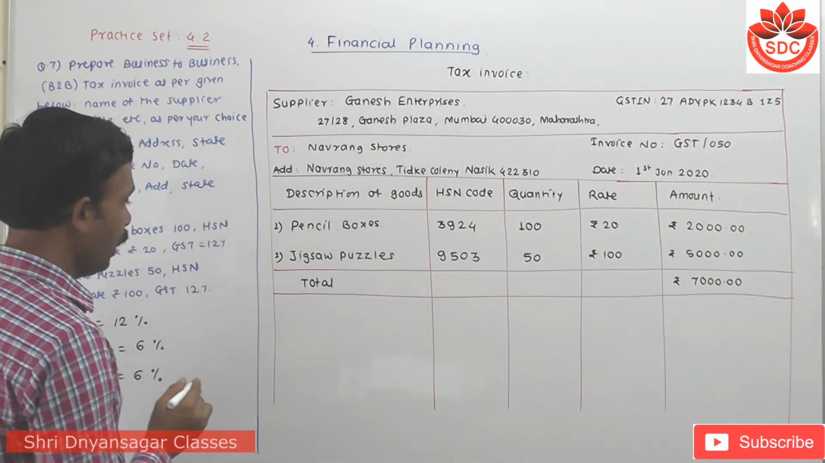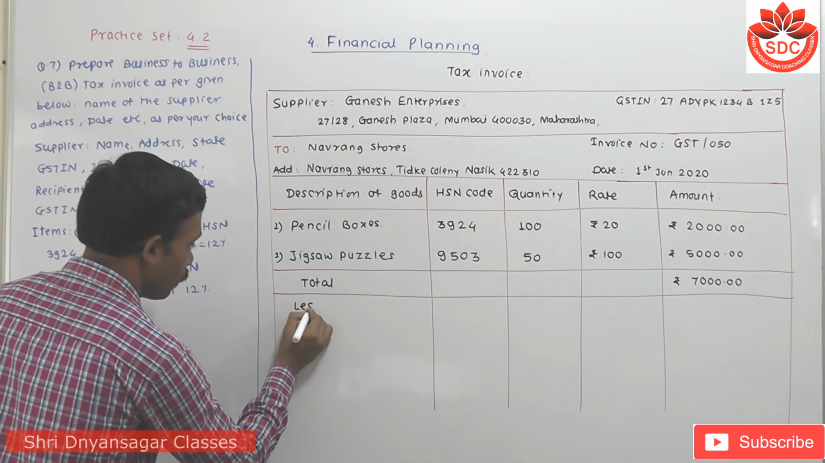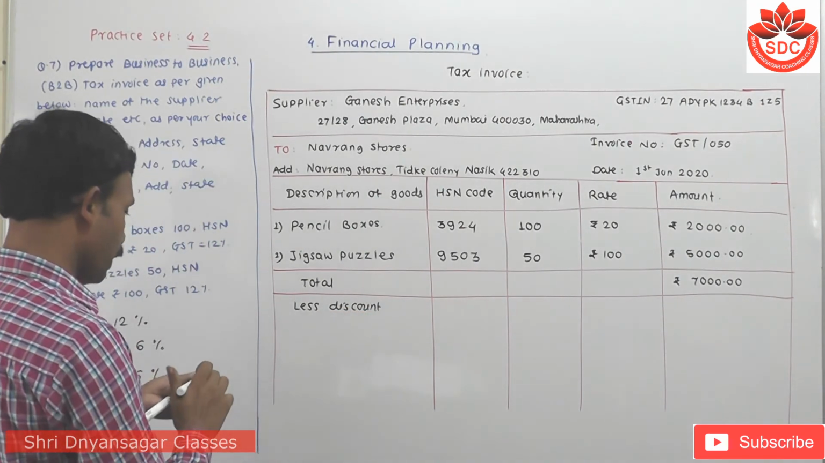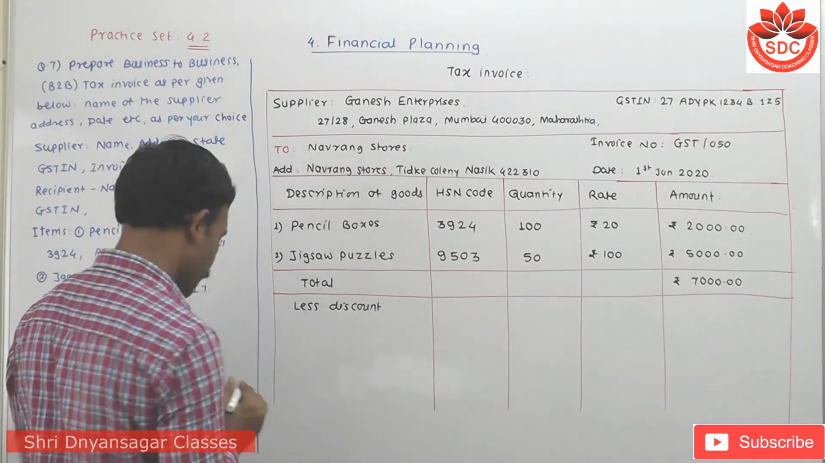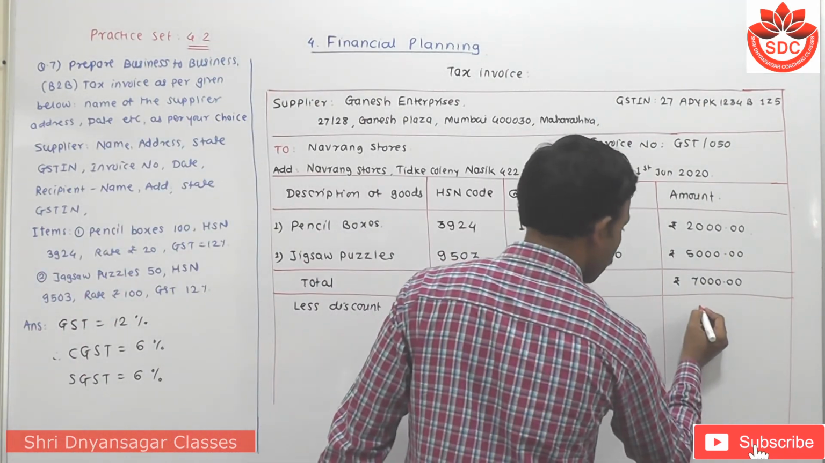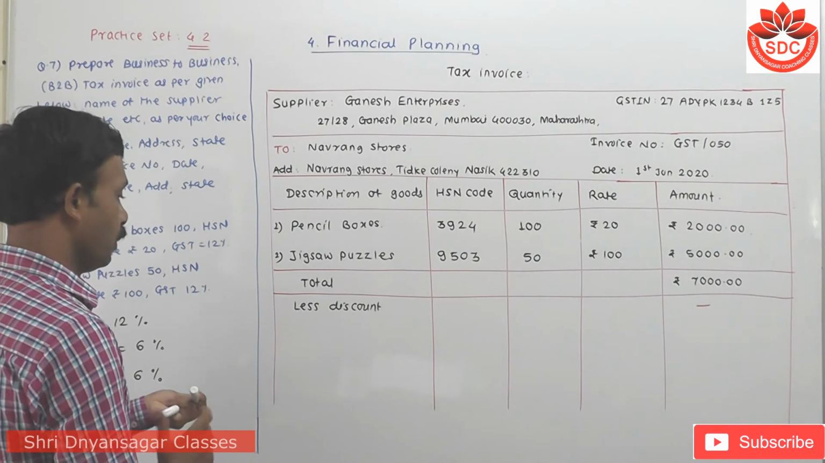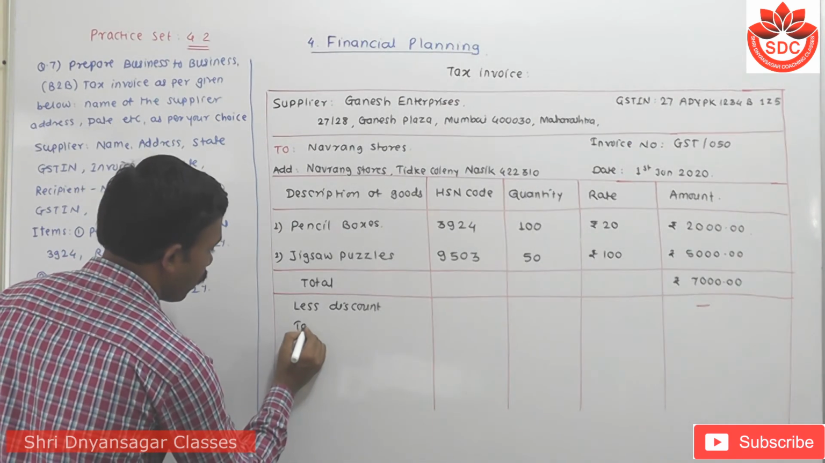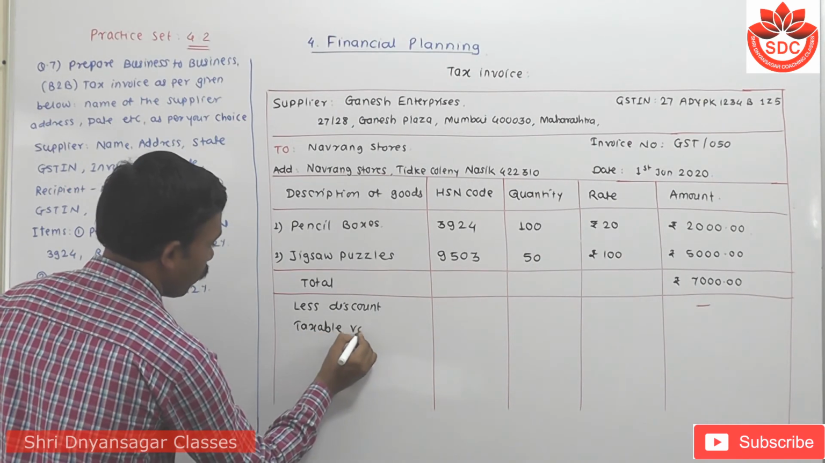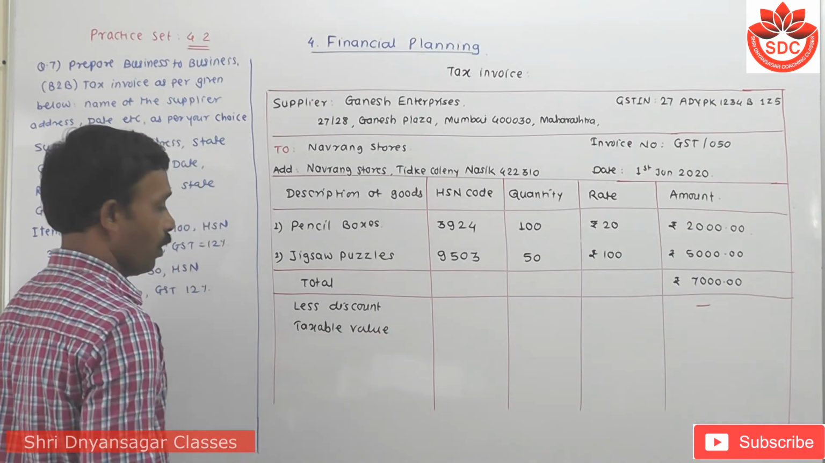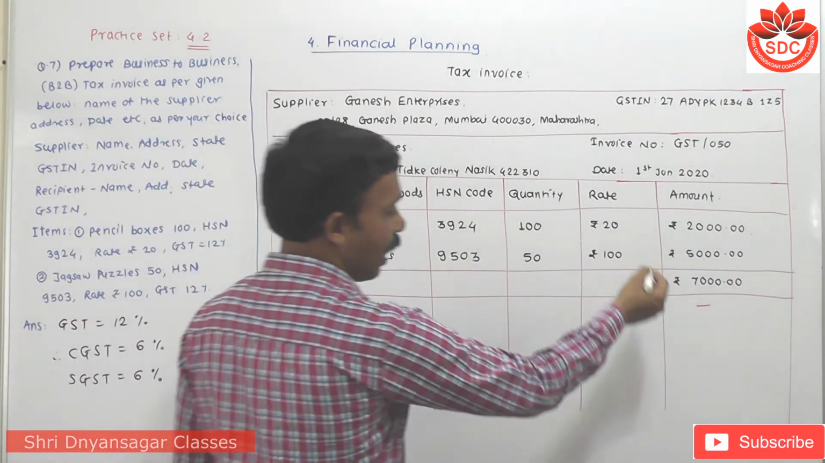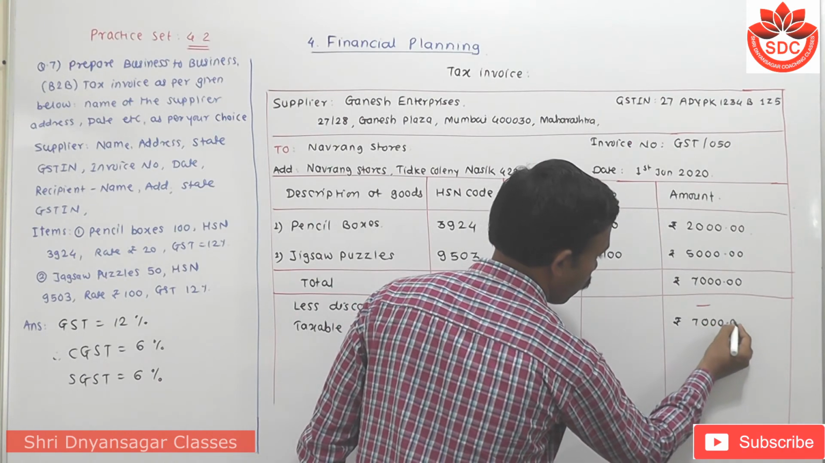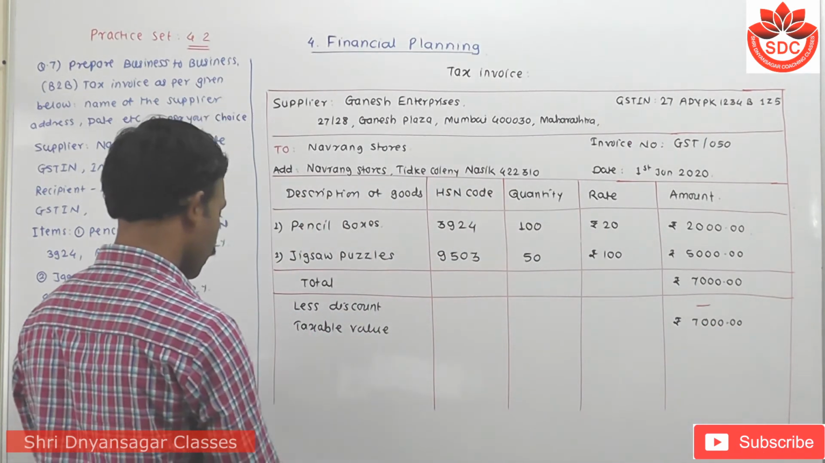Now then less discount. Student, in this example the discount is not given, so we write as it is, means that less discount is dash here. Then next one is taxable value. Taxable value. Now this taxable value is this one as it is because there is no discount, means rupees 7000. This is the taxable value.